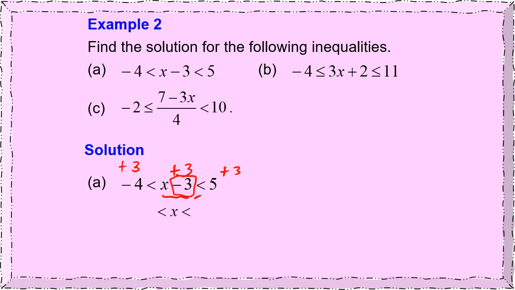x is in between negative 1 and 5 plus 3 is 8. Okay, so this is our answer. They asked for the solution. We can just leave it in the form of solution set or interval notation. Because it didn't state any form, we can leave it in any form. So the answer should be the set of x such that x is in between negative 1 and 8.